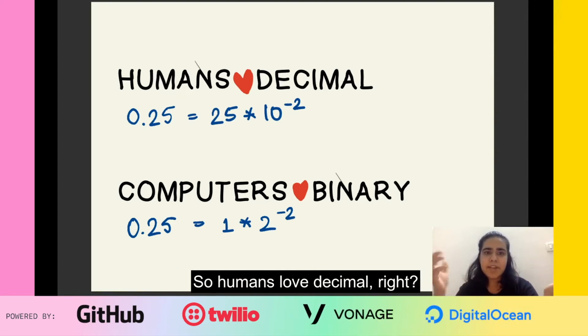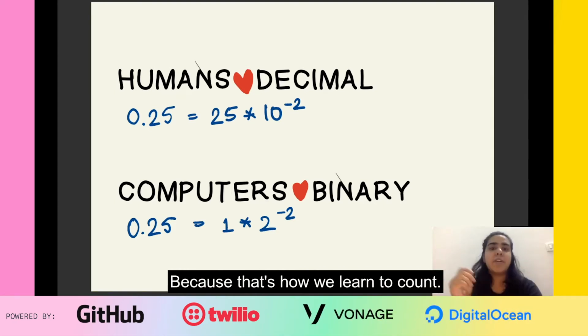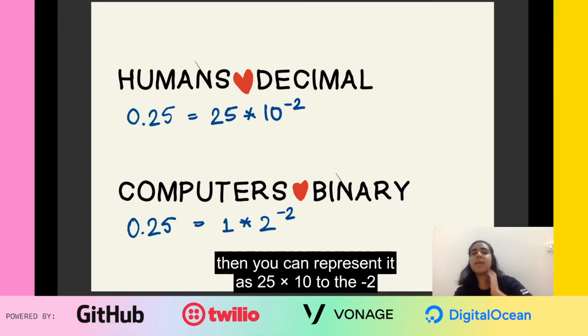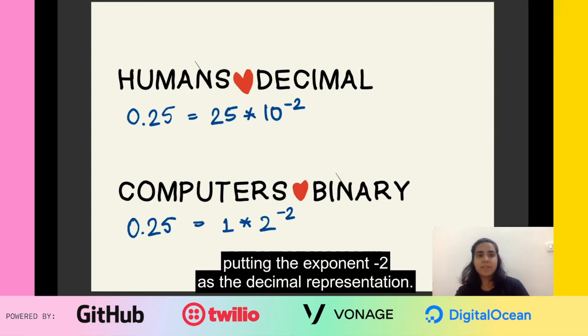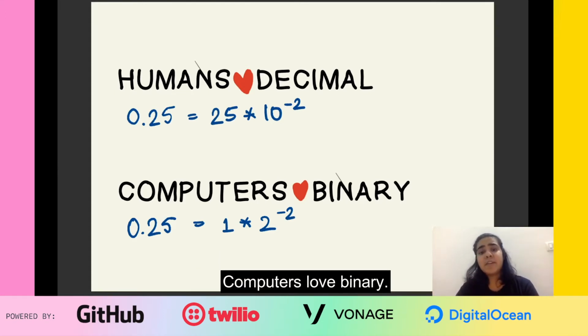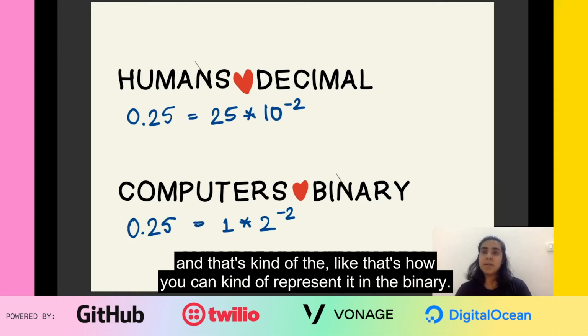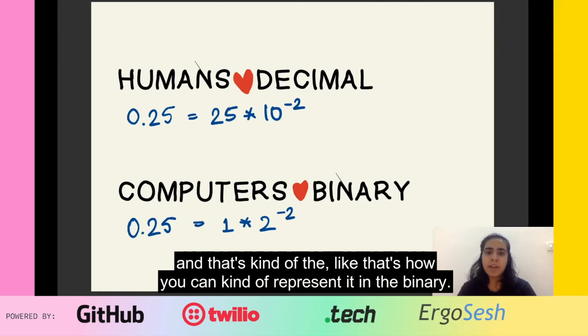So humans love decimal, right? Because that's how we learn to count. If you have, let's say, 0.25 as the number, then you can represent it as 25 times 10 raised to the power minus 2 as the decimal representation. And computers love binary. So if you have 0.25, then you can write 1 times 2 raised to the power minus 2. That's how you can represent it in binary.